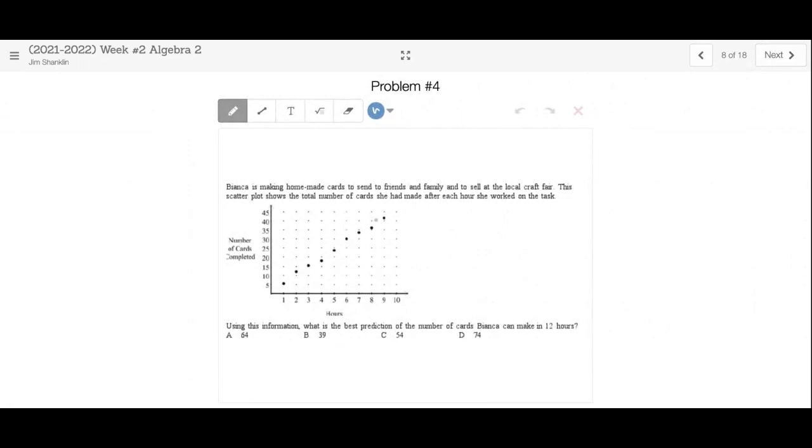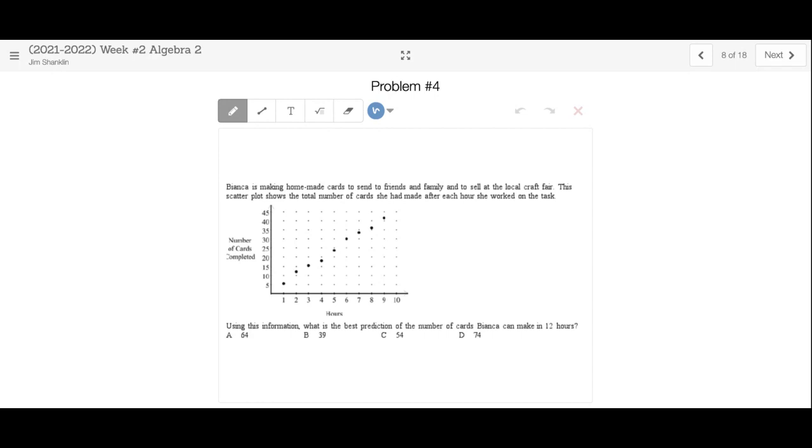Textbook's always there. Okay, in this problem, it says Bianca is making homemade cards to send to friends and family and to sell at a local craft fair. This scatter plot shows the total number of cards she made after each hour she worked on the task. Okay, number of cards, number of hours. Using this information, what is the best prediction of the number of cards Bianca can make in 12 hours? All right, so now you really have to start thinking about this, right?